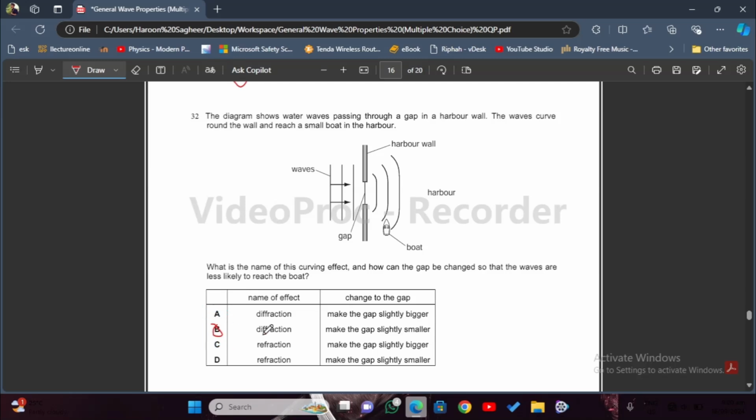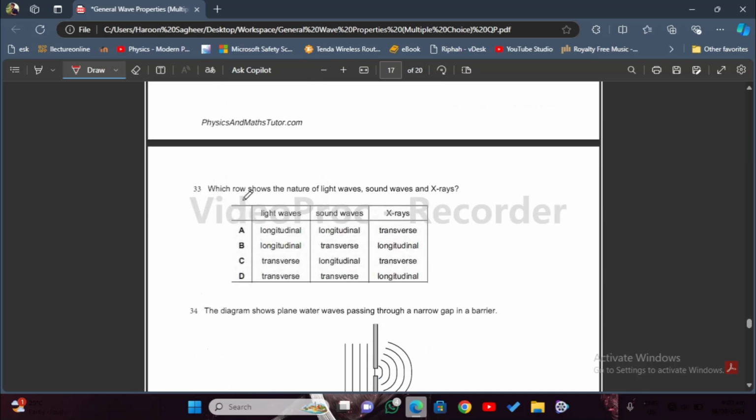Option B is correct. The process is going to be diffraction, and we would have to make the gap slightly smaller so that waves never reach the boat. Now, the nature of the waves, we have already done this, I believe.